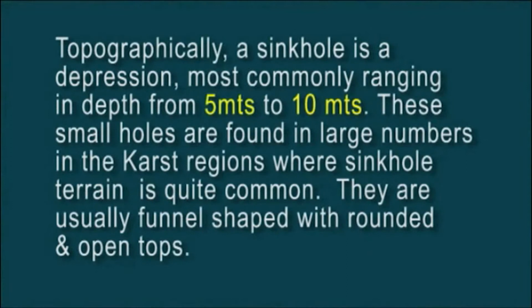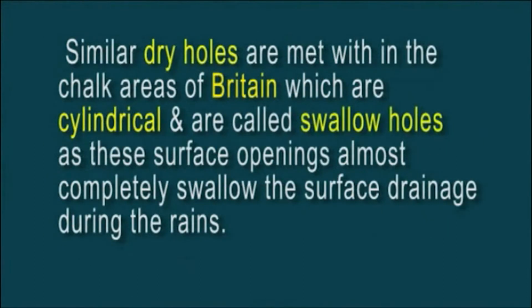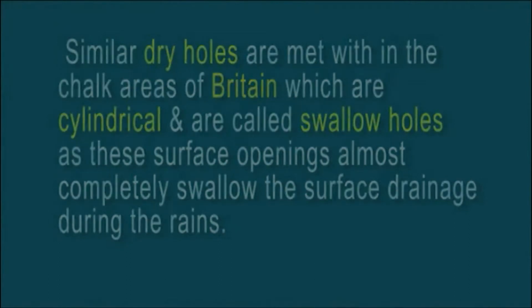Topographically, a sinkhole is a depression, most commonly ranging in depth from 5 meters to 10 meters. These small holes are found in large numbers in the karst regions, where sinkhole terrain is quite common. They are usually funnel shaped with rounded and open tops. Similar dry holes are met with in the chalk areas of Britain, which are cylindrical and are called swallow holes, as these surface openings almost completely swallow the surface drainage during the rains.